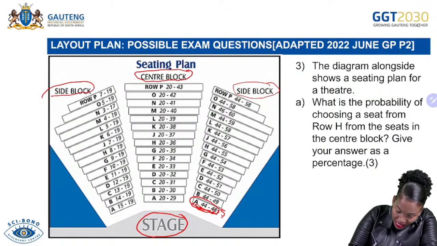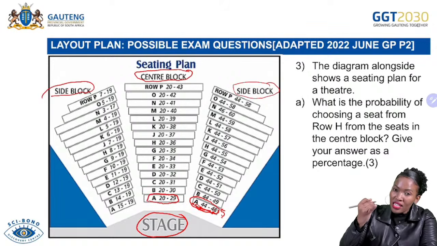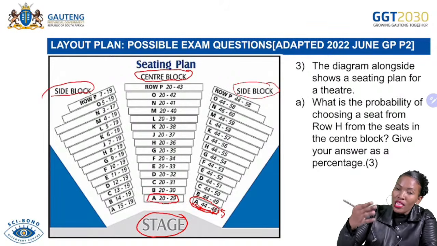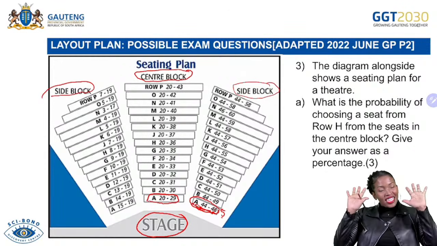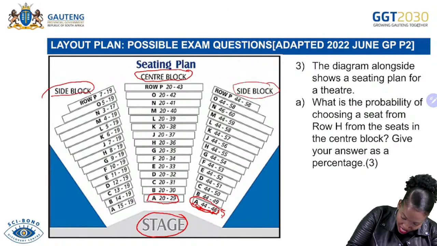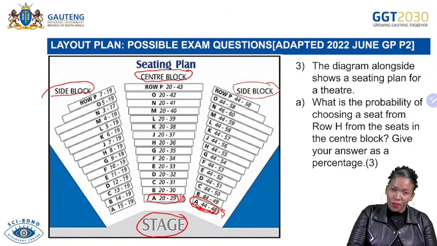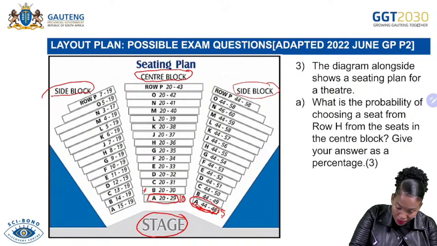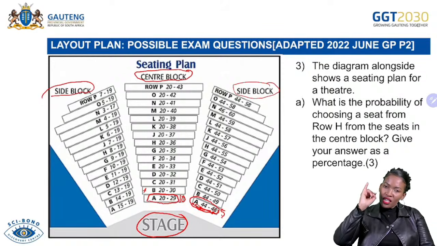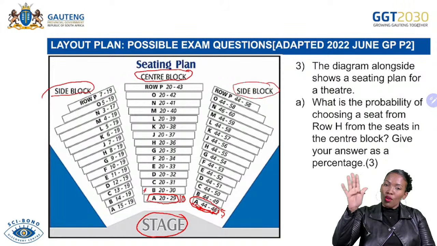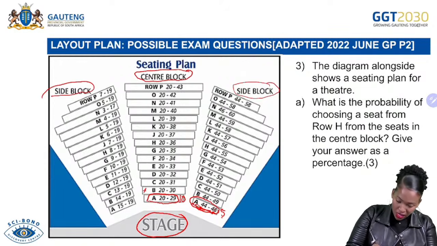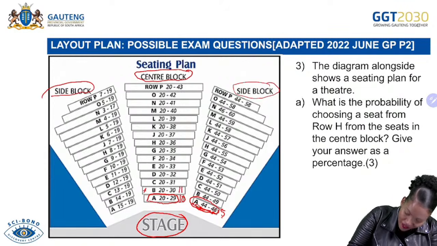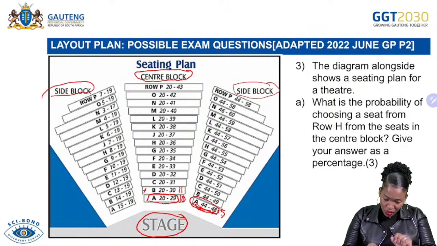If you come to the center block, if I want to know how many seats are here, it is 20, 21, 22, 23, 24, 25, 26, 27, 28, 29. So how many seats are here? It is 10 seats. Move to the B block. How many seats are there? 20, 21, 22, 23, 24, 25, 26, 27, 28, 29, 30. So how many seats are here? It is 11 seats.